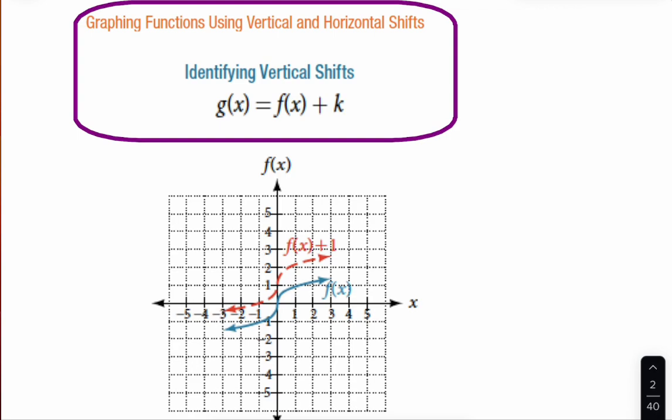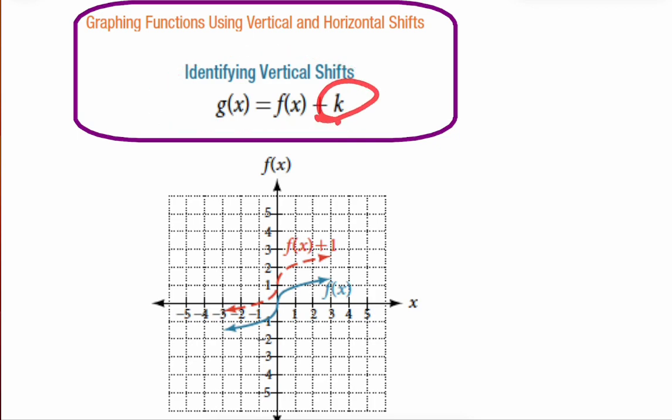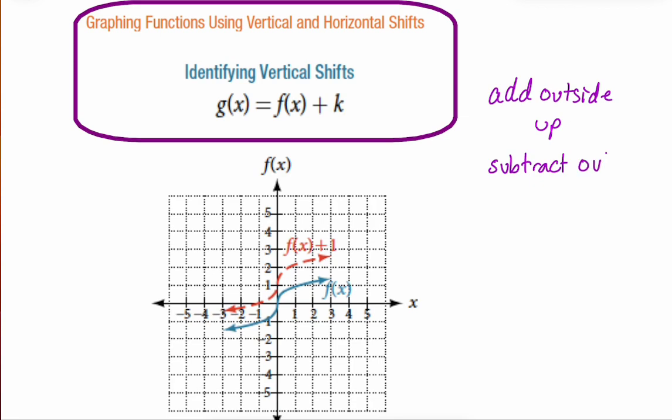So let's take a look at how we can change a graph vertically. If and only if you add or subtract something on the outside of the function, so this plus k, it will move it up or down. If we add on the outside, then our function will move up. If we subtract on the outside, our function will move down. So that's important to know.